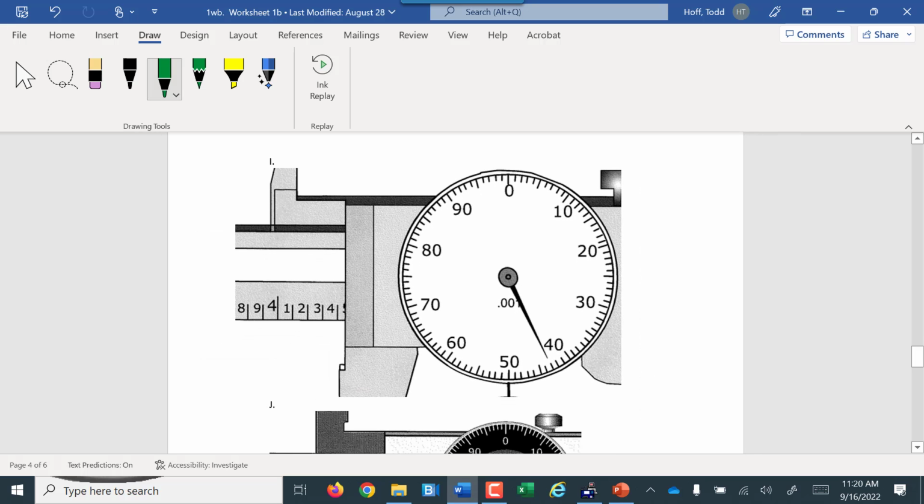Calipers. You read the whole inches and the tenths off the main scale here. This is 4 whole inches. How many tenths? Hasn't quite made it to the 5 yet, so it's going to have to be the 4. And then this is at 43 on the dial. So 4.43 inches is what that is reading.